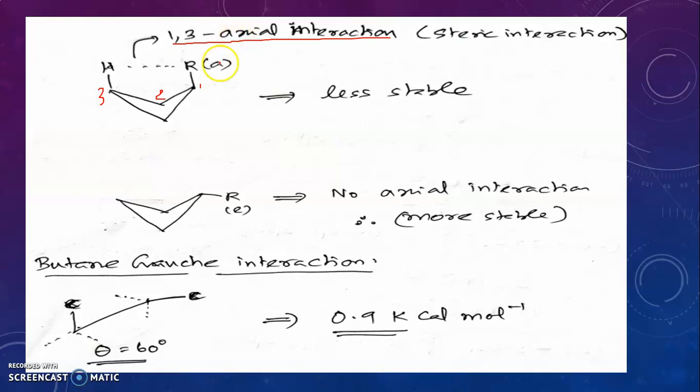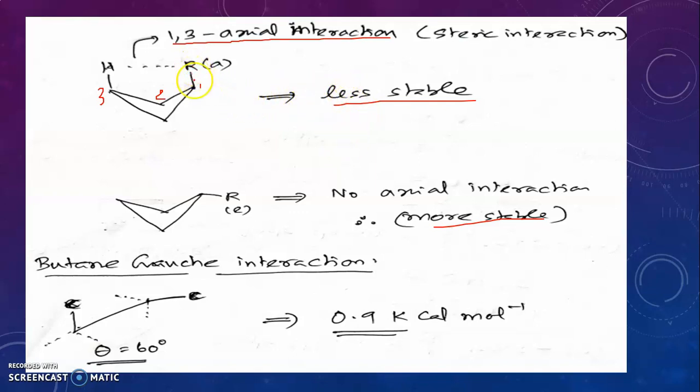So when an R group or any substituent is present in the axial position, the stability of that particular conformation will decrease. Suppose the R group is present in the equatorial position, no axial interactions are there. Therefore, if any group occupies the equatorial position, that conformation is more stable than the axial position. Are you able to follow? This is very, very important.